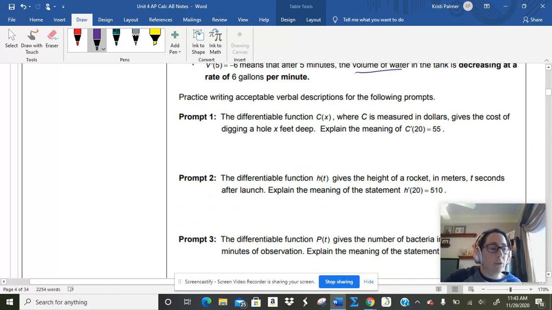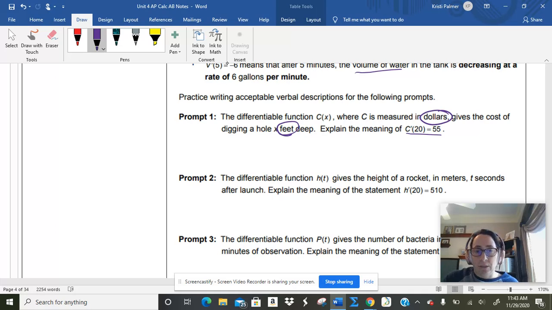So here I'm going to give you this prompt and I want to see if you can write the interpretation of what this is asking. The differentiable function C of x, where C is measured in dollars, gives the cost of digging a hole that is x feet deep. So I want you to explain the meaning of this expression right here.